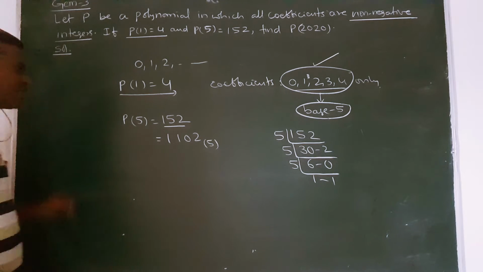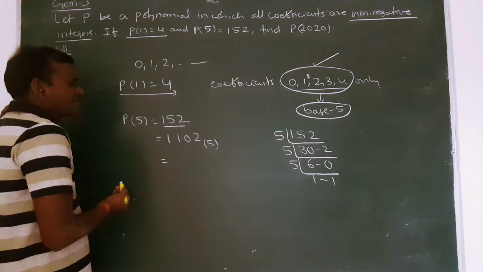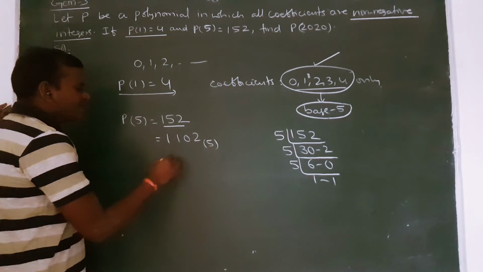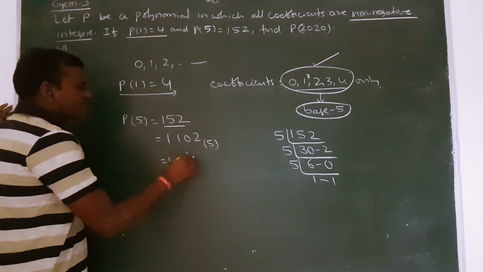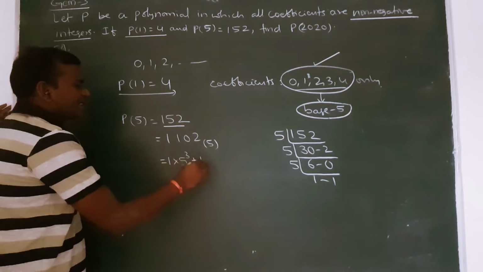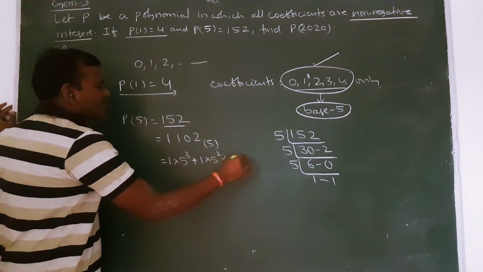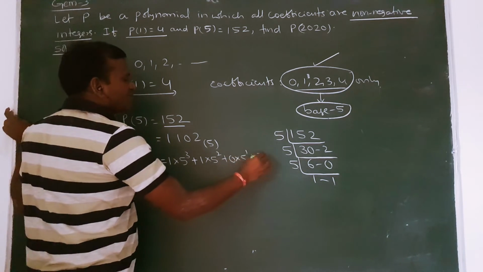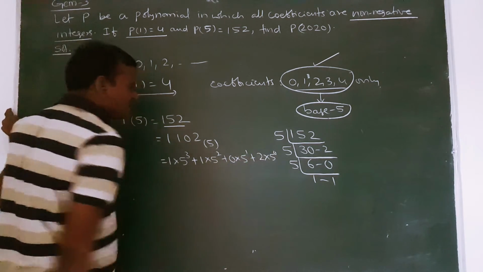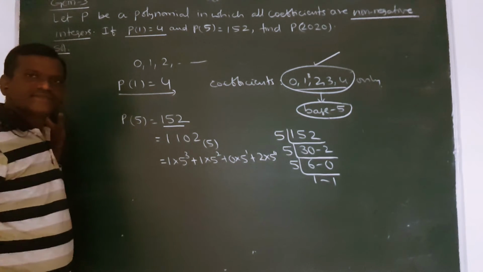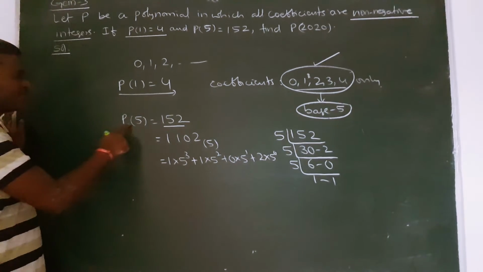That means in expanded form it can be written with 5 power 0, 5 power 1, 5 power 2, 5 power 3. That means 1 into 5 cube plus 1 into 5 square plus 0 into 5 power 1 plus 2 into 5 power 0. This is the decimal expansion of this base 5 form. So the P of 5 value is this one.